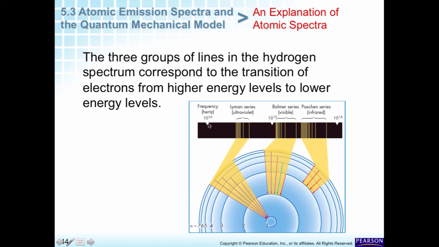Notice that we're going from higher frequencies to lower frequencies. Notice that ultraviolet always ends up at the 1 energy level, n equals 1. So it's dropping from higher to 1, and we don't usually see these with the naked eye. What we see with the naked eye is when it's going to the second energy level.